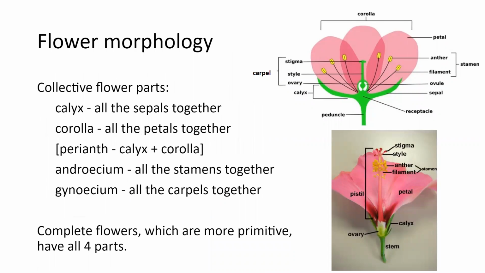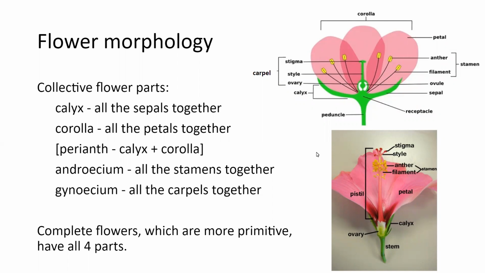We can talk about these parts collectively, right, like the plural. And so if you're talking about all of the sepals in the flower, that's called the calyx. If you're talking about all the petals, that's called the corolla. And in fact, if you want to combine those things, all of the sepals and all of the petals, you can collectively call that the perianth. And so understanding these terms is important because if you're using a field guide or some other resource, it will talk about these different plant parts, and you need to understand what you're looking at if you're trying to identify something. And then review, androecium is all the stamens together, and the gynoecium is all the carpels together.